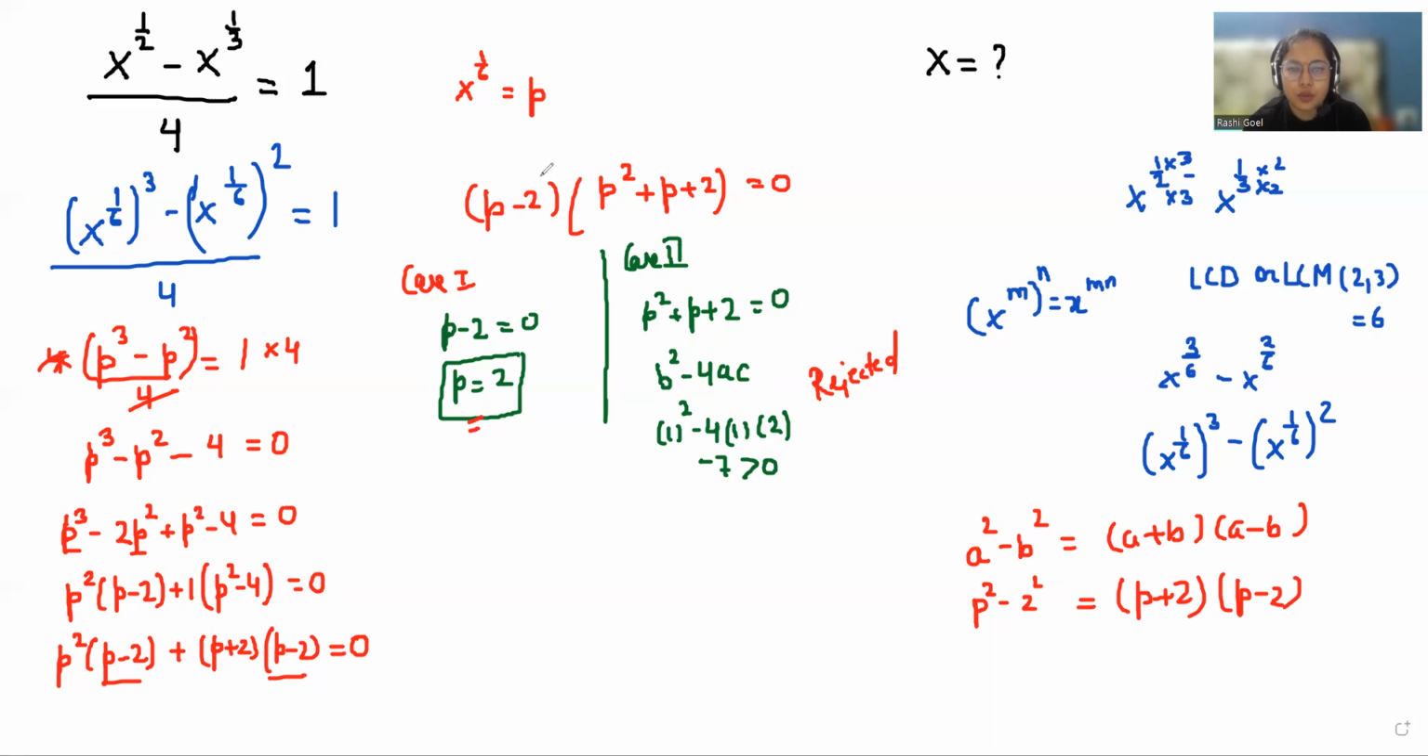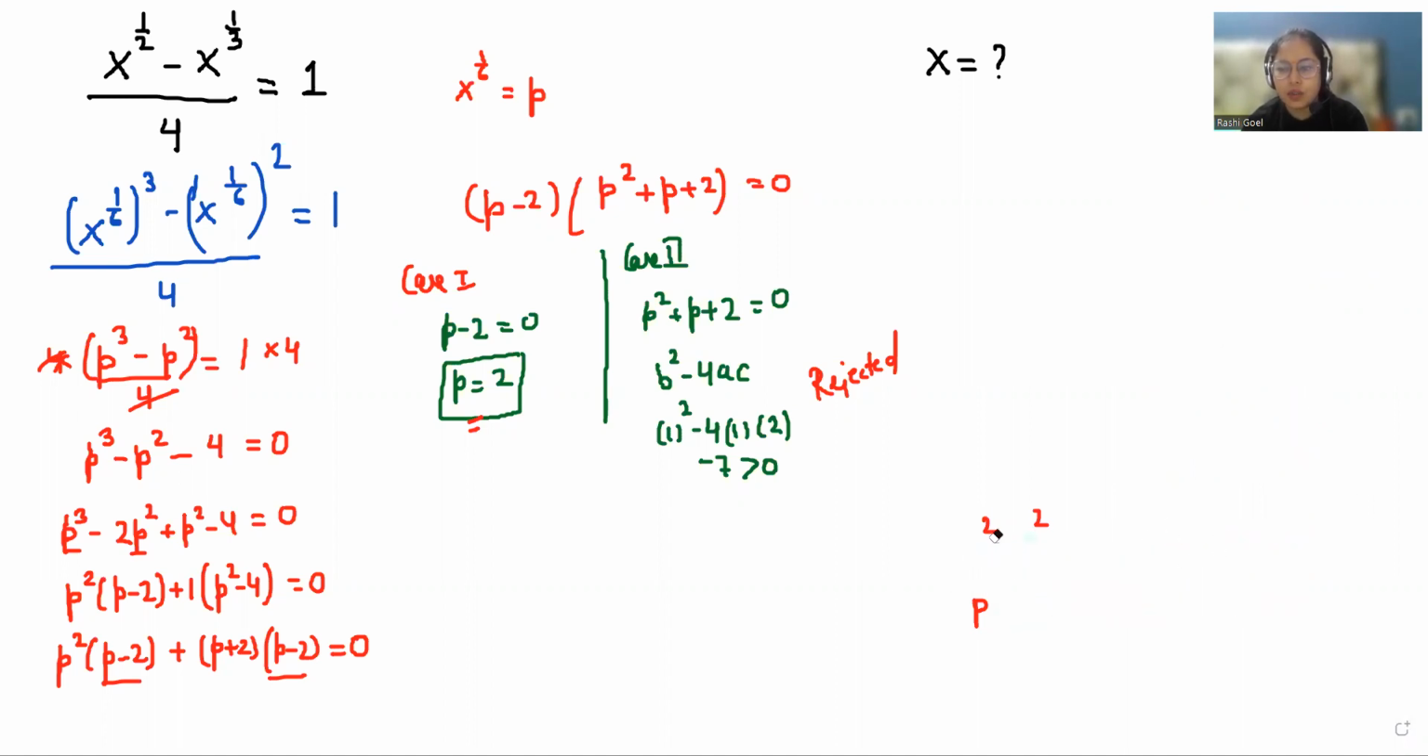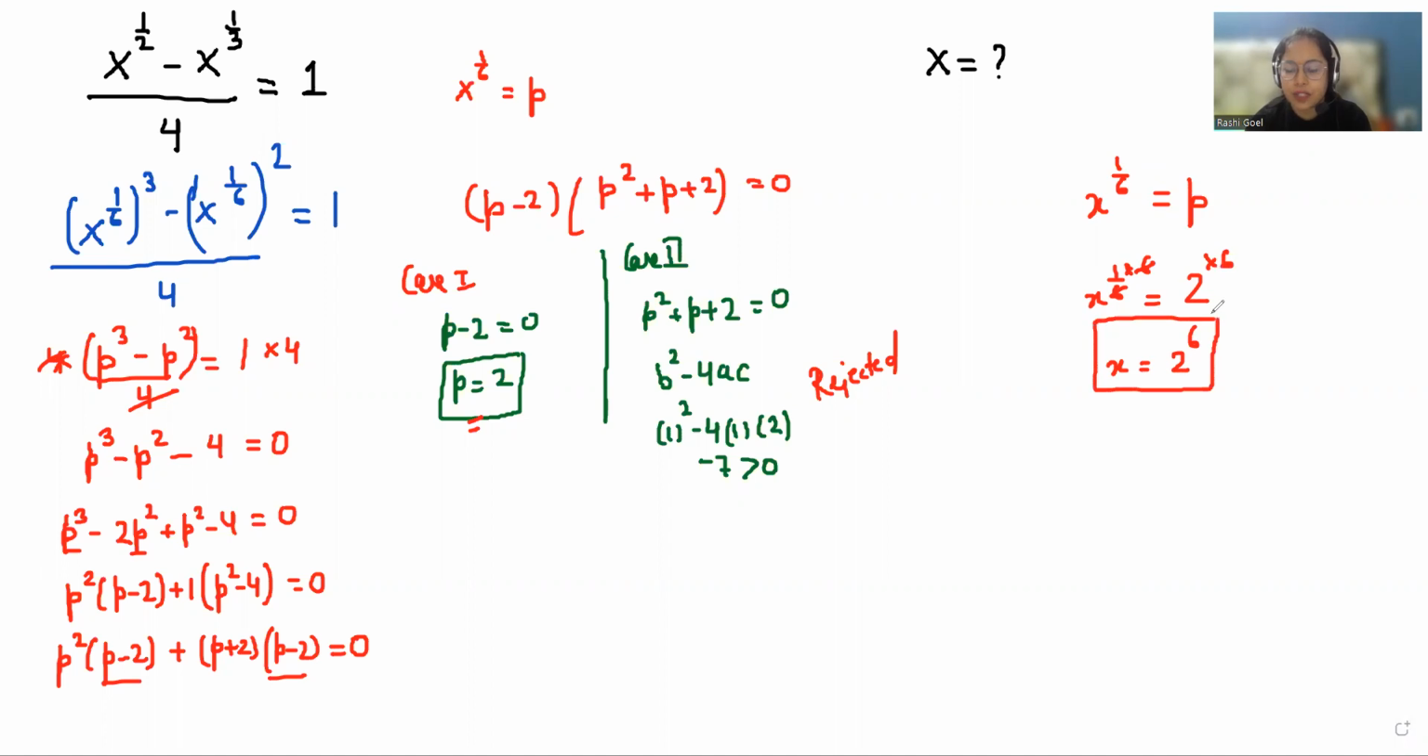So p is equals to 2. As we know that, we substitute p. So x power 1 by 6 is equals to p. So we're going to substitute the value. So x power 1 by 6 is equals to 2. So we multiply the power 6 both sides. So here we eliminate it. So x is equals to 2 power 6. So the value of x is 2 power 6.